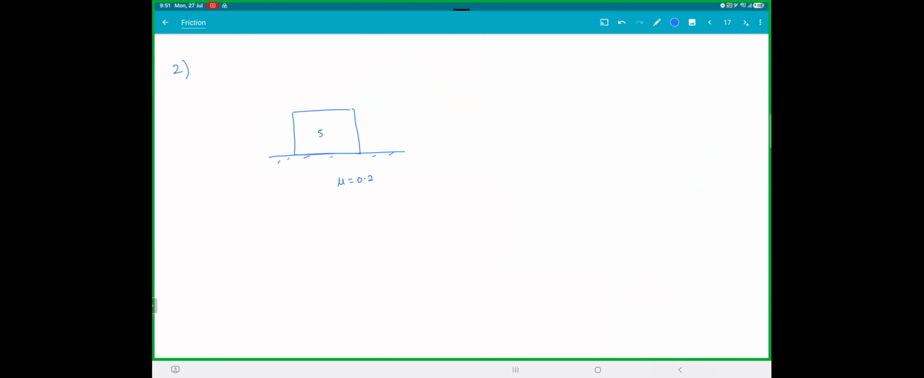We use 0.2. This is 5 kg. 20 to 2 newtons. 45 degrees. Find the distance moved in 2 seconds. Initially at rest. And like I said, if I don't give you anything, mu s is equal to mu k is equal to mu.